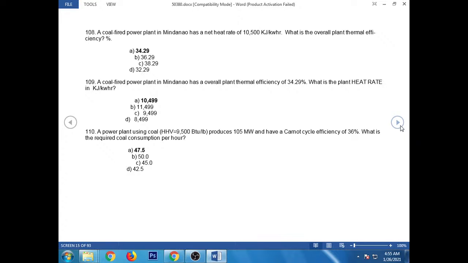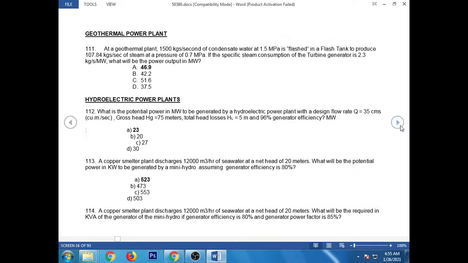Answer 47.5. Geothermal plant. At a geothermal plant, 1,500 kg per second of condensate water at 1.5 MPa is flashed in a flash tank to produce 107.84 kilograms per second of steam at a pressure of 0.7 MPa. If the specific steam consumption of the turbine generator is 12.3 kg per second per megawatt, what will be the power output in megawatt? Answer 46.9.